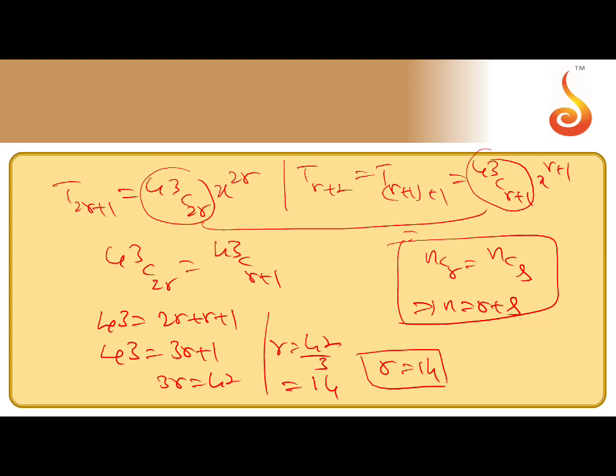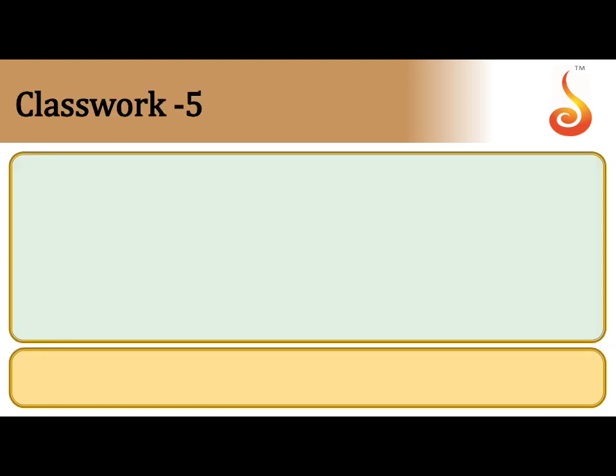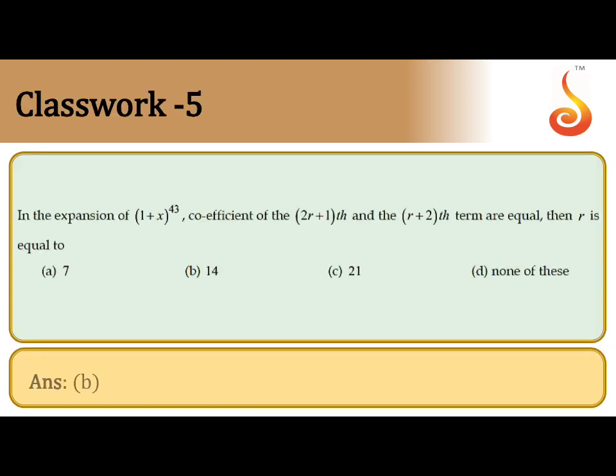So first of all, take the 2r plus 1 term and the r plus 2 term. R plus 2 means r plus 1. Equate the coefficients of x power 2r and x power r plus 1, as given. The question gives this data: coefficients are equal. So use the formula to get the answer for this one. I hope everyone understands. Next, check the answer.